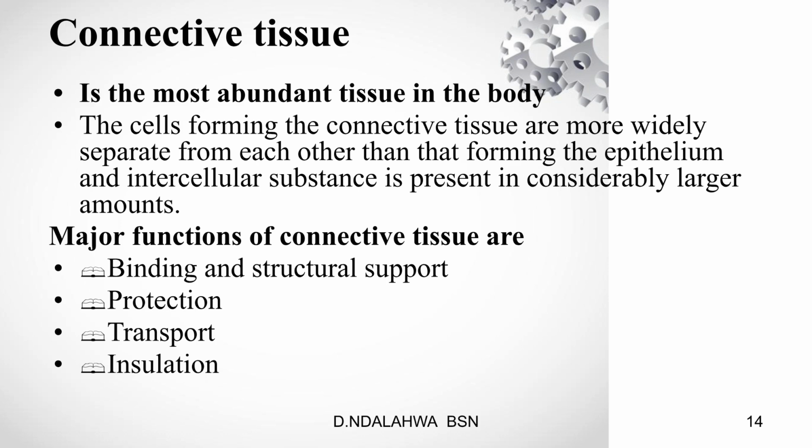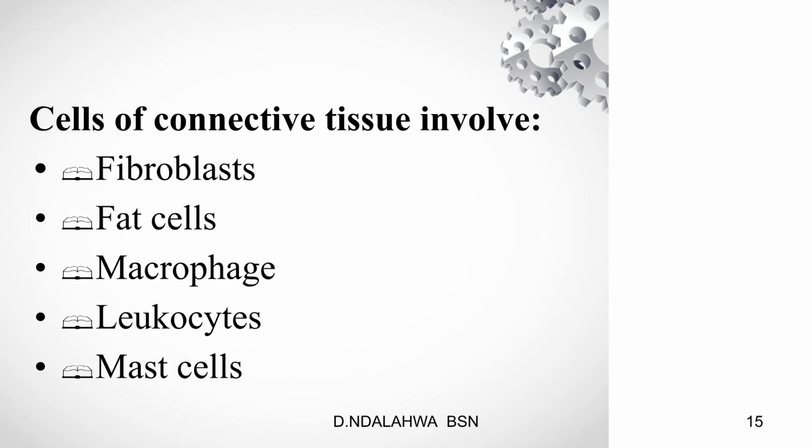Connective tissue is the most abundant tissue in the body. Cells are widely separated, with large amounts of intercellular substance. Its major functions include binding, structural support, protection, transport, and insulation. The cells that compose connective tissue include fibroblasts, fat cells, macrophages, leukocytes, and mast cells.